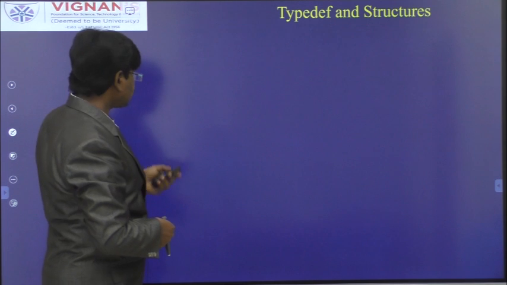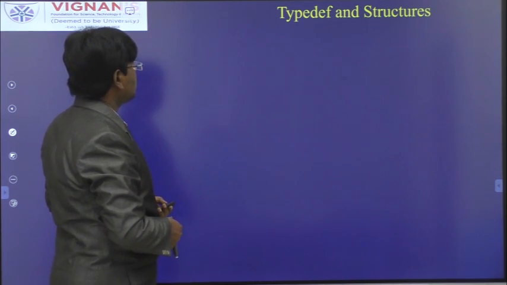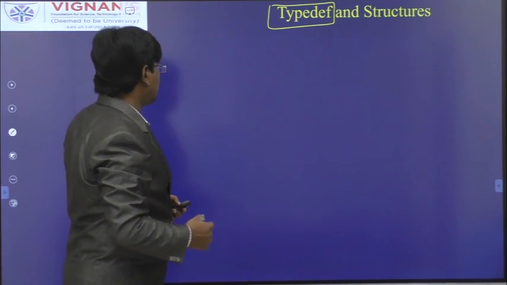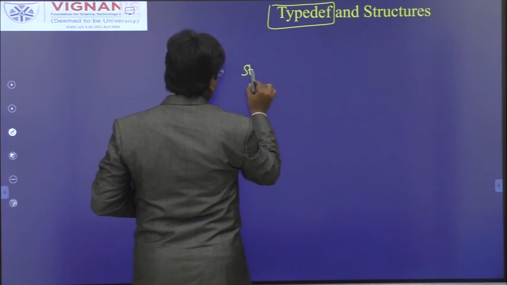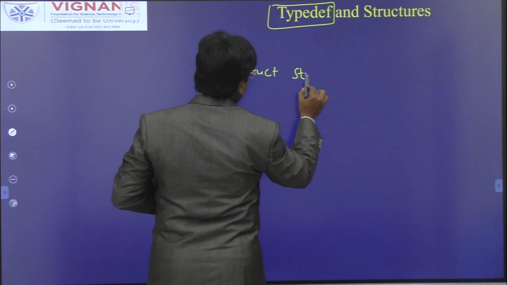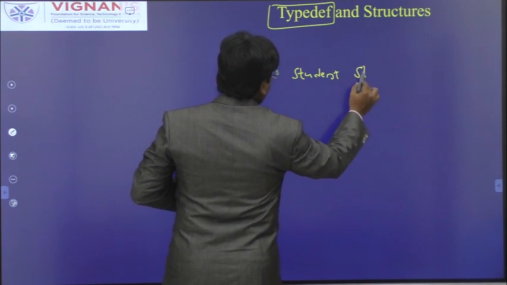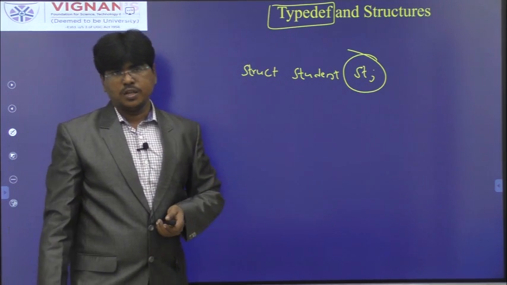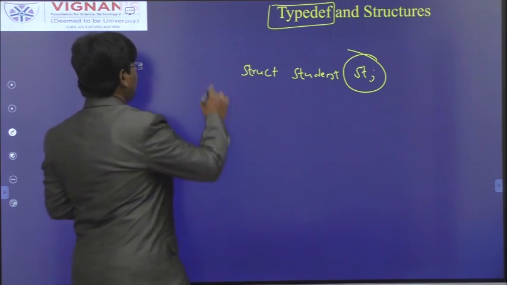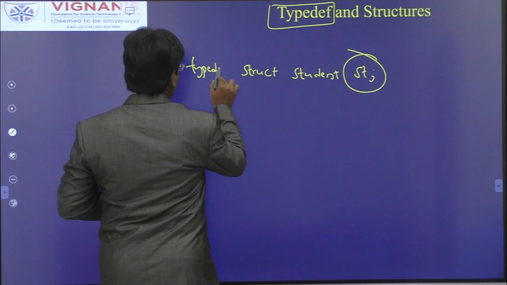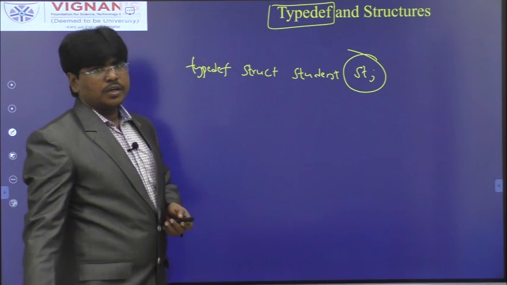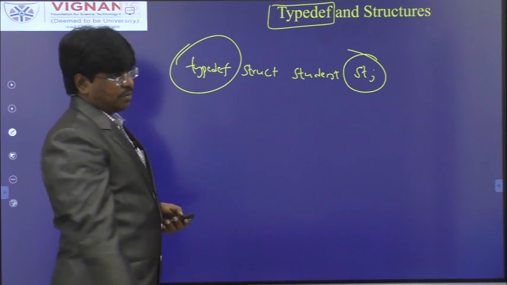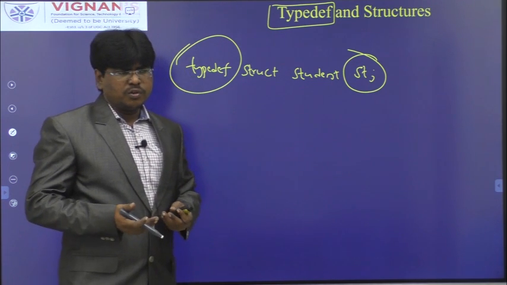Okay, coming to the next one. Type definition and structures, this is very important. It completely belongs to the structure variable. For example, I have taken the structure variable struct student st. This is my object name, or structure variable declaration. Now I have used a typedef before this, which means we are giving some alias name, that is a nickname.